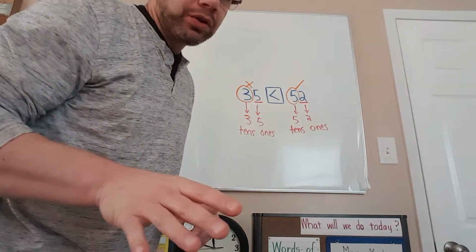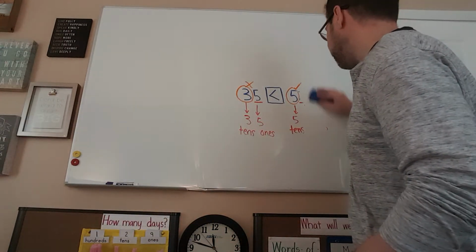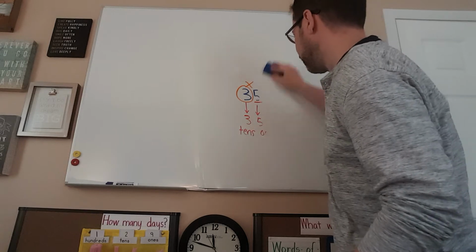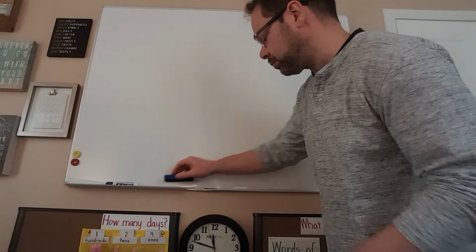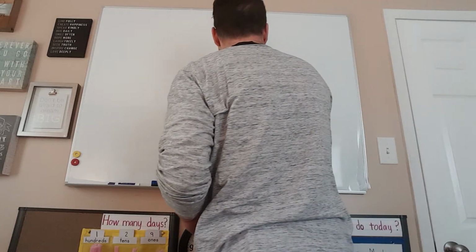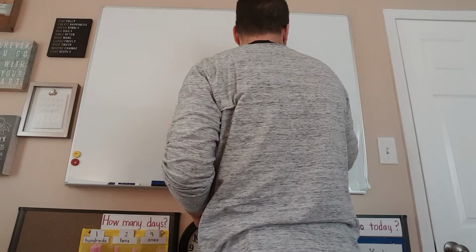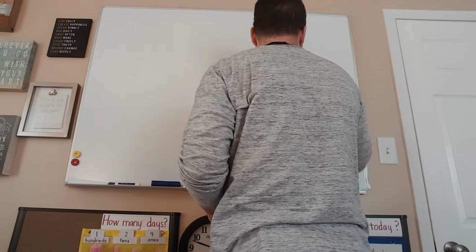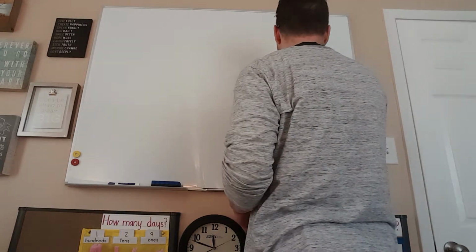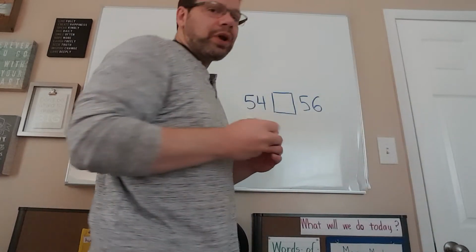Okay, so that's a little way of doing numbers that are pretty different. Now let's look at numbers that have the same amount of tens. We'll do a different example. And I'm not looking at the sheet or anything. I'm just going to make one up. Okay, ready? 54 is blank then 56.